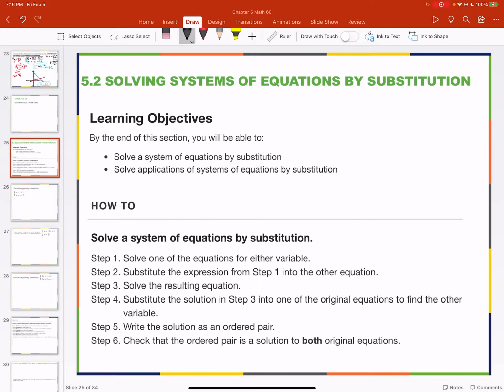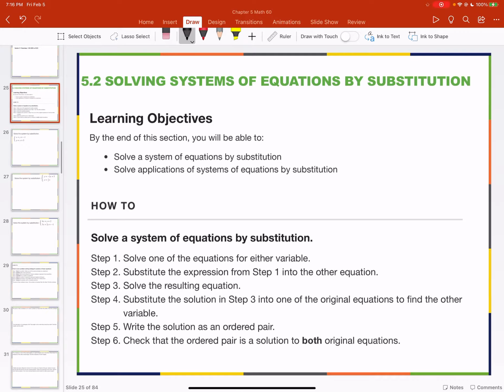Hello, welcome to 5.2, which deals with solving systems of equations by substitution. So what's the goal today? First of all, last section we were doing solving by graphing. So how do we solve by substitution?